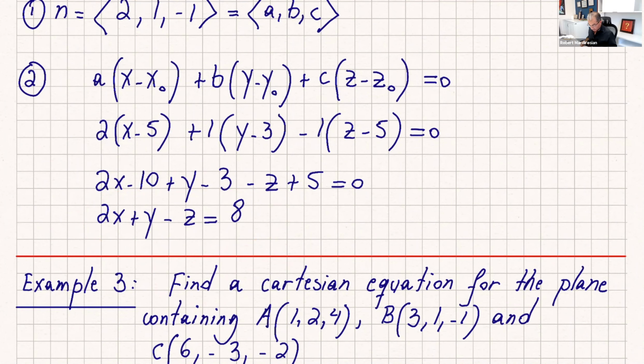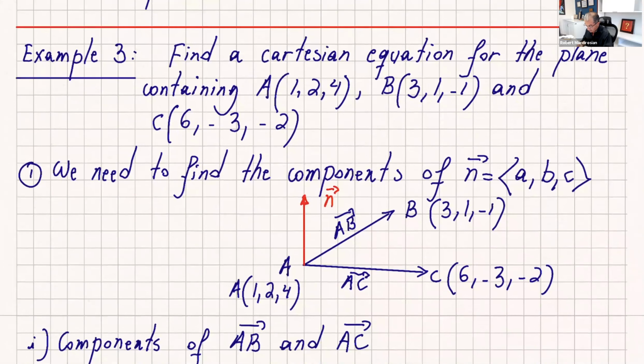Next example, find the Cartesian equation for the plane containing 3 points, A, B, and C. Now let's see how we can solve this problem. Again, we need to find the components of n. I have 3 points, this is my A, B, and C. So forget that for a second. That's what we need to find, actually.